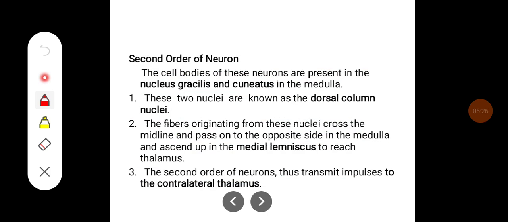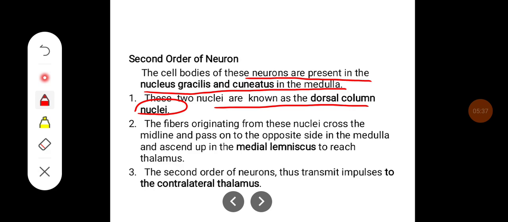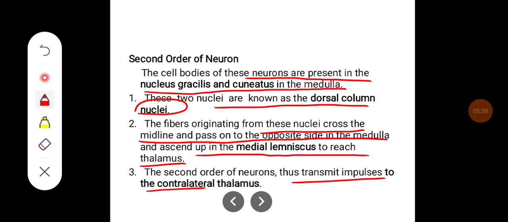Second order neurons arise in the nucleus gracilis and cuneatus in the medulla, and these two nuclei are known as dorsal column nuclei. The fibers originating from these nuclei cross the midline and pass on to the opposite side of the medulla and ascend up in the medial lemniscus to reach the thalamus. The second order neurons thus transmit impulses to the contralateral thalamus.